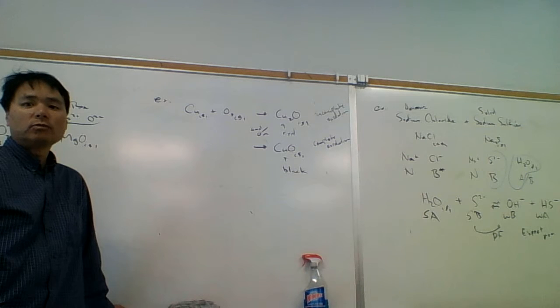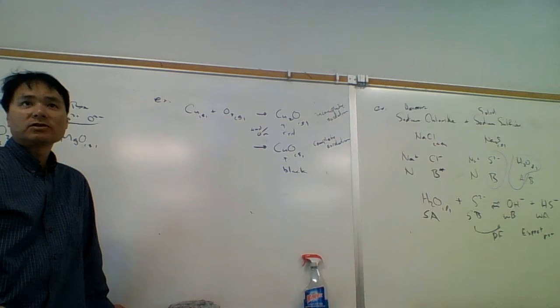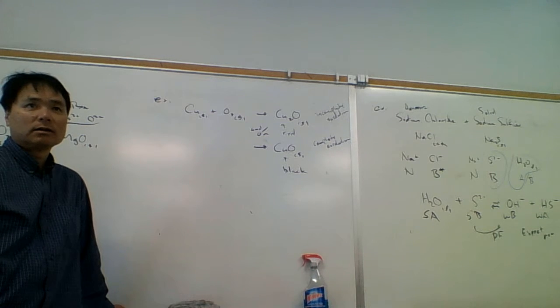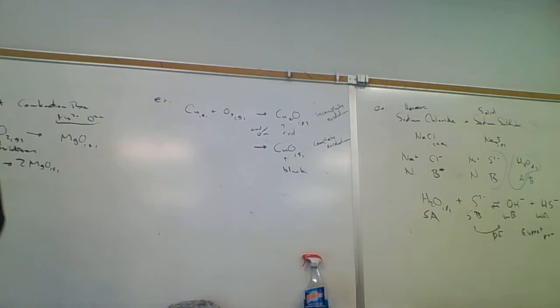It's like iron. What are the common charges for iron? Plus what and plus what? Plus 2 and plus 3. So when iron rusts, it could be partially oxidized to iron 2 oxide, or it can be completely oxidized to iron 3 oxide. And so let's take a look at rust.